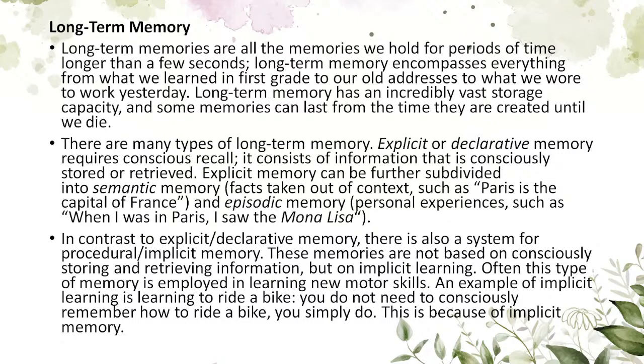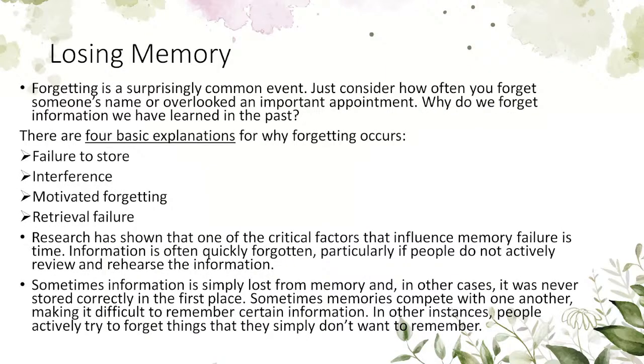And if you, for example, didn't ride a bike for a month or years, you still remember how to do it because it's in the long-term memory. Of course, we've got some problems with our memory, for example, losing memory. Forgetting is a very important event for us, because just consider how often you forget someone's name or overlook an important appointment. Why do we forget information we have learned in the past?